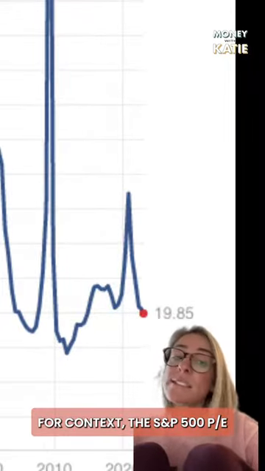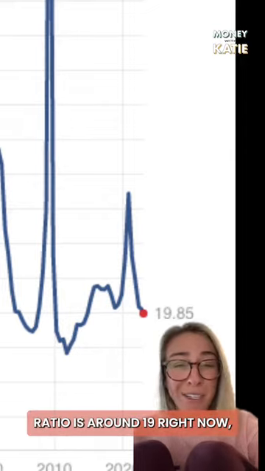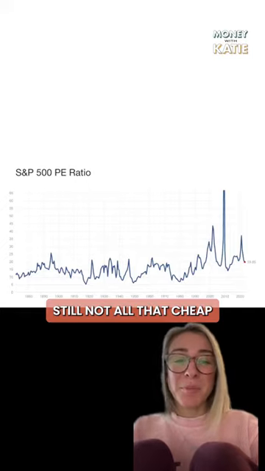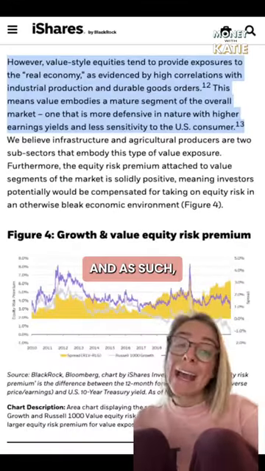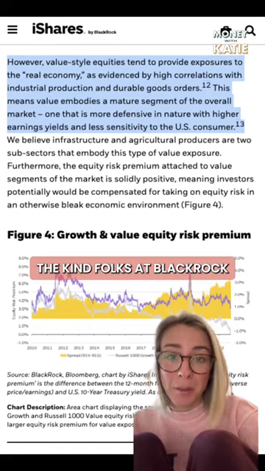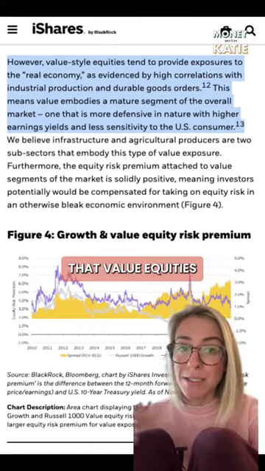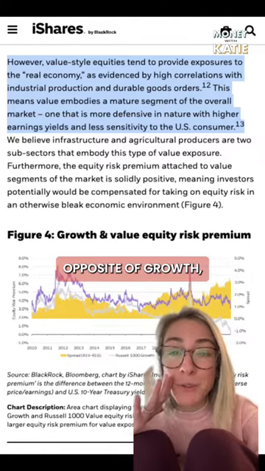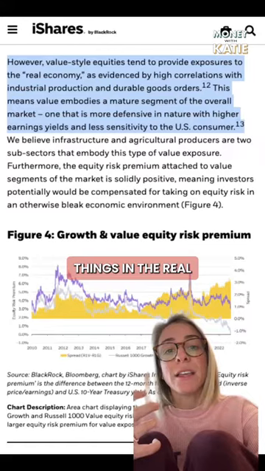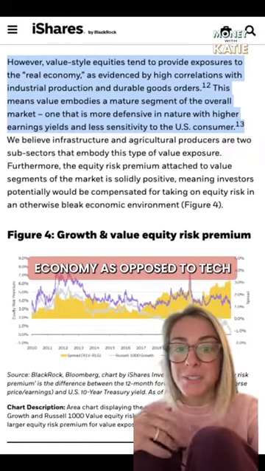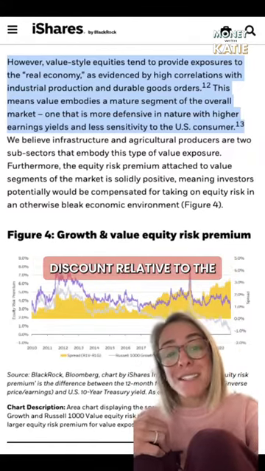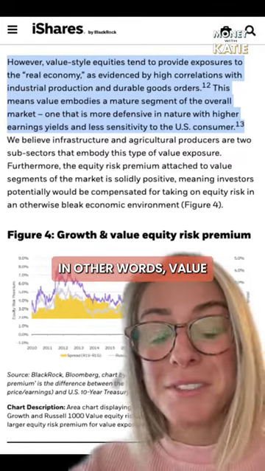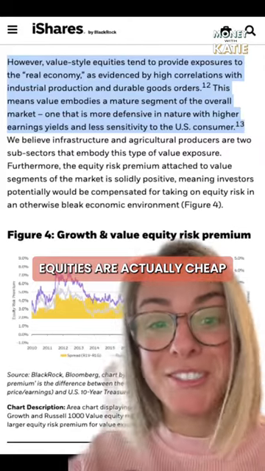For context, the S&P 500's PE ratio is around 19 right now, which is cheaper than it was last year, but still not all that cheap by historical standards. And as such, the kind folks at BlackRock pointed out in the report that value equities, like those represented in the Russell 1000 value, think about this like the opposite of growth, which tend to represent things in the real economy as opposed to tech, are trading at the largest discount relative to the S&P 500 since 2001. In other words, value equities are actually cheap right now.